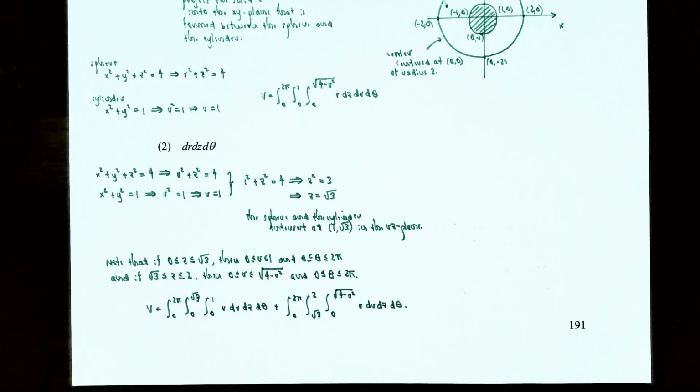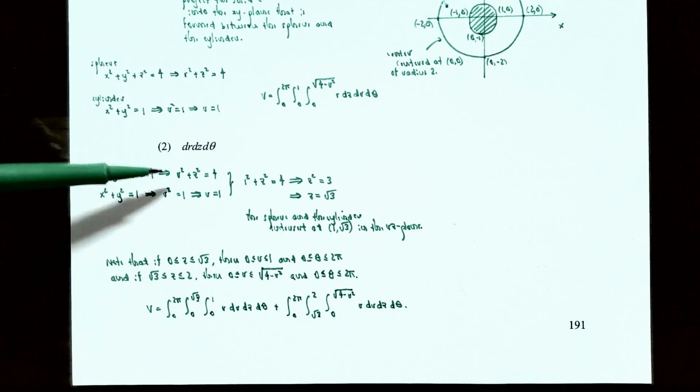Number 2, you want to integrate with respect to r first, then z, and then theta last. So again, we're going to integrate using cylindrical coordinates, but in this order. We want to integrate with respect to r first, so we need to make sure that our equations are in terms of cylindrical coordinates. So the sphere was x squared plus y squared plus z squared equals 4. That gives you the equation r squared plus z squared equals 4 using cylindrical coordinates.